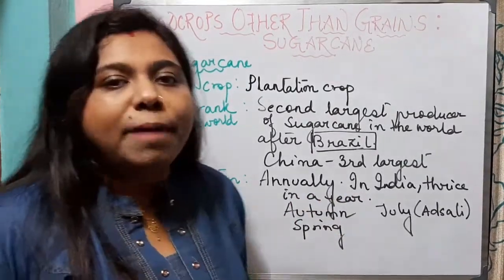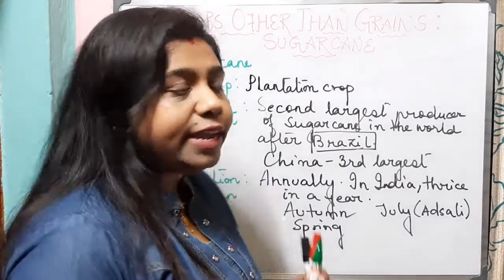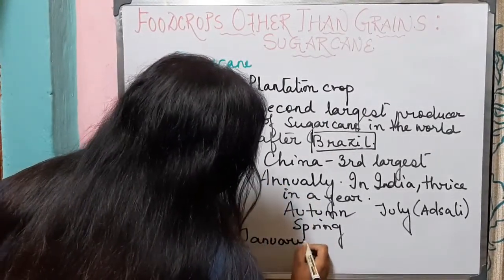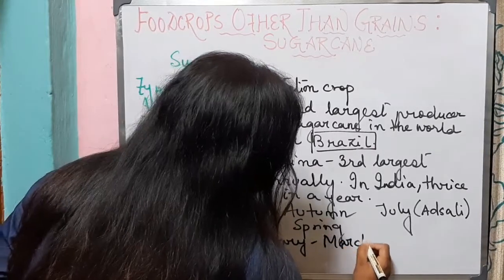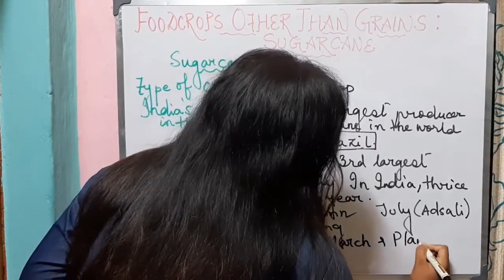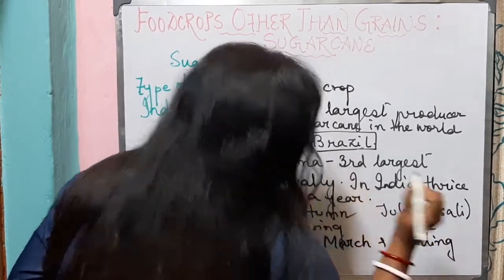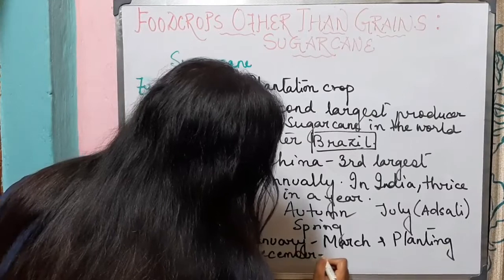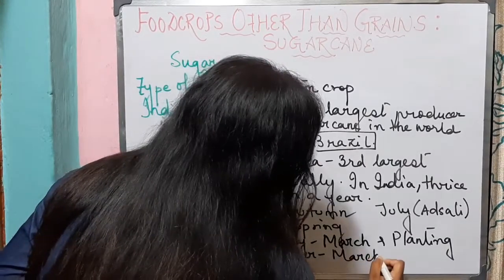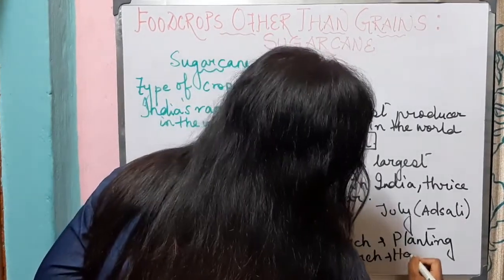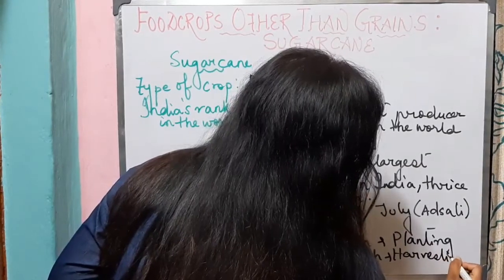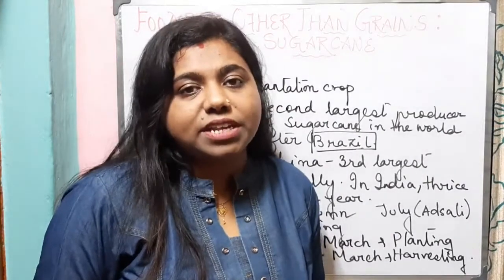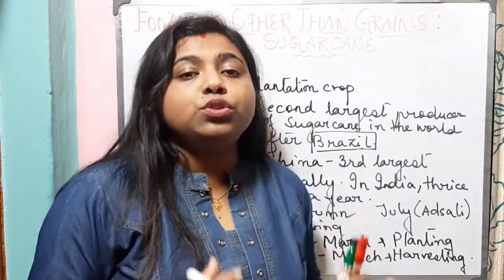Generally, the time when sugarcane is planted is from January to March. This is the time of planting. And from the month of December to March is the time of harvesting. In many states, we will see that sugarcane is cultivated throughout the year. So it is grown throughout the year.